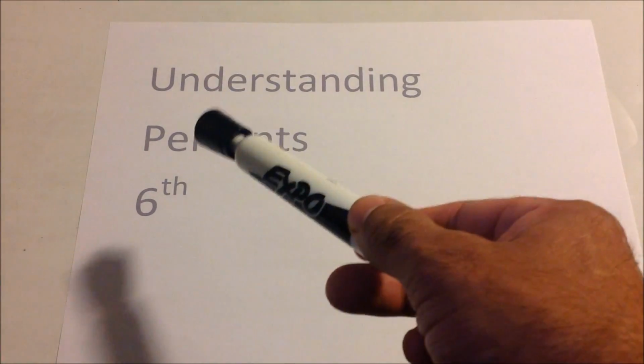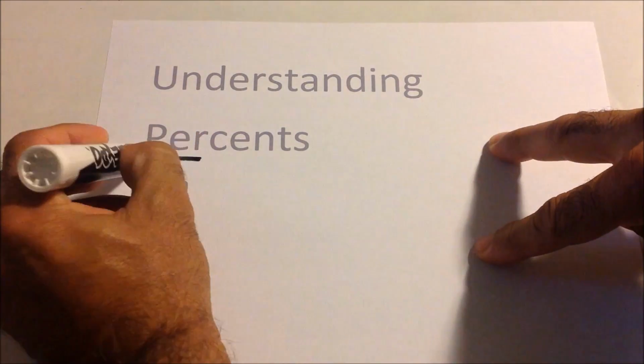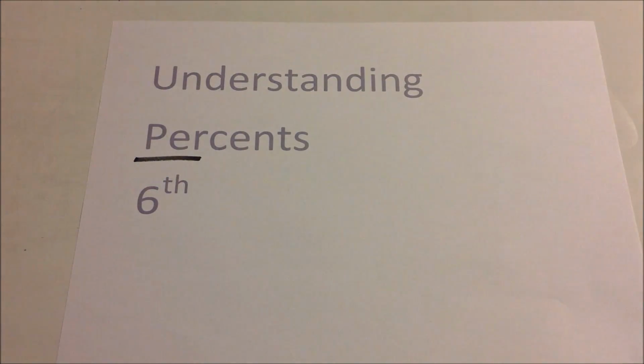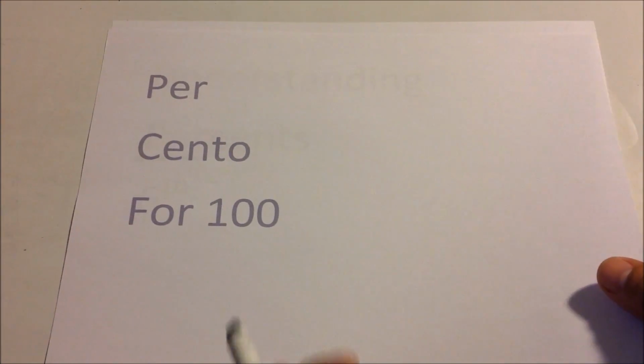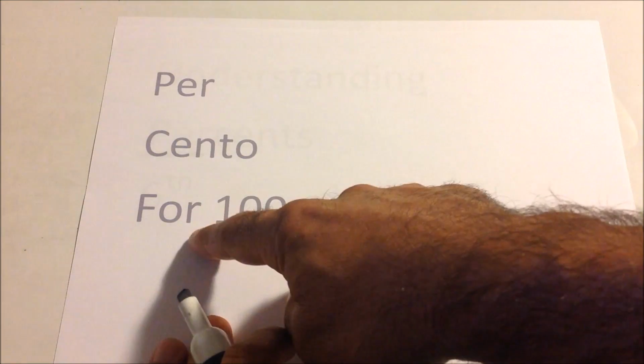Here's our video on understanding percents. Per cents. So you notice how I paused: per, and then the other word is cents. So per means for, and cents means 100, like century, that means 100. So this is the old way. In the 15th century, they would say per cento, which means for 100.